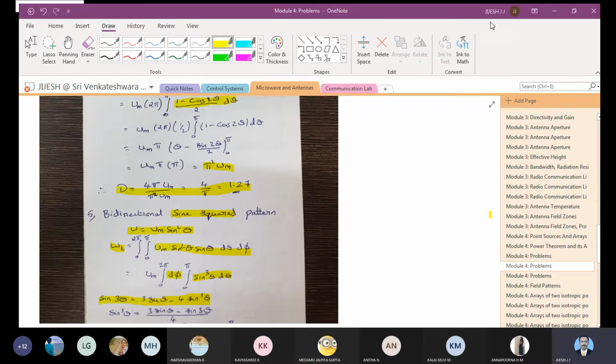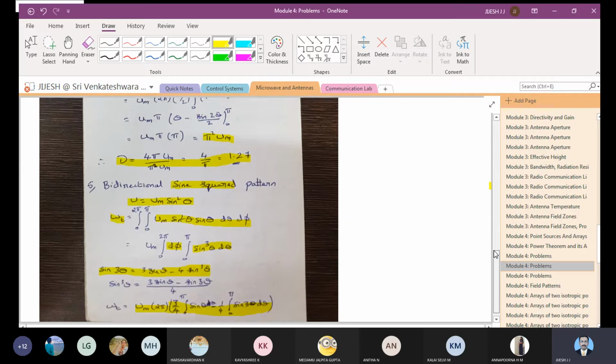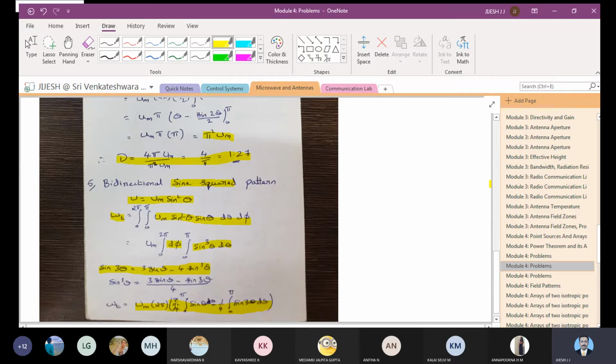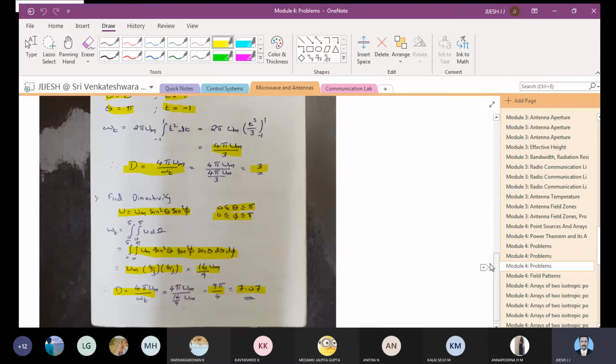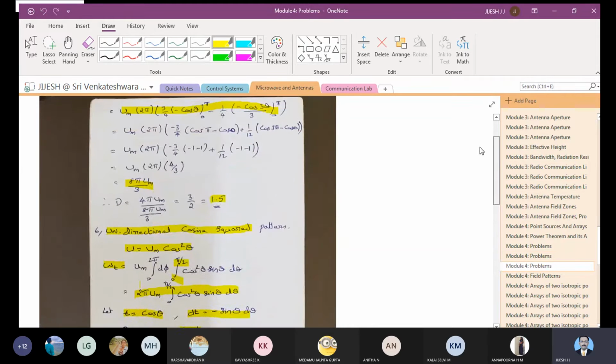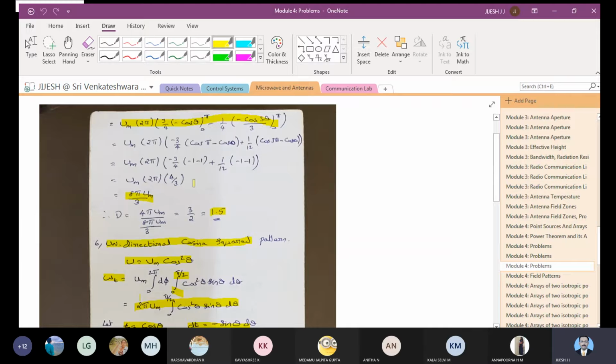When you integrate sine cube theta, you can write it as 3 sine theta minus sine 3 theta divided by 4. When you take the integration of sine cube theta for the limit 0 to pi, we had done all these things when the classes were going on, just for you to revise. You get 4 by 3. So Wt will end up as 8 pi Um divided by 3, and when you substitute for directivity, 4 pi Um divided by Wt, you will get the answer as 1.5.